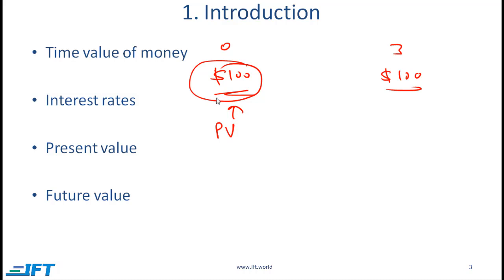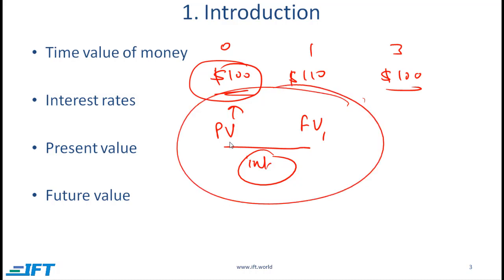Let us say that you are indifferent between $100 today versus $110 after 1 year. This $110 is then referred to as a future value at the end of year 1. The relationship or the link between present value and future value is established through an interest rate. And what we are going to do in this reading is essentially talk about these concepts: present value, future value, and the way we link these two concepts using interest rates.